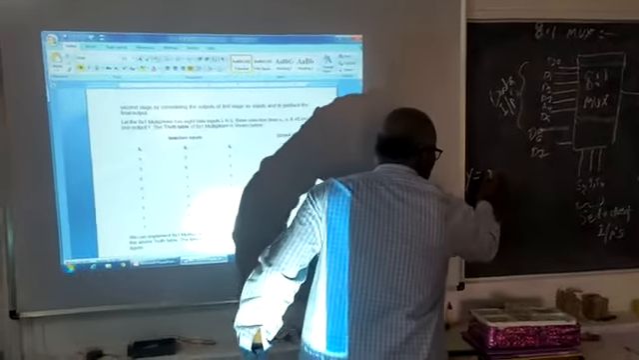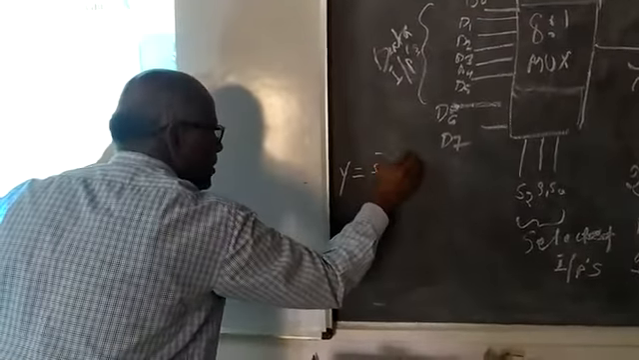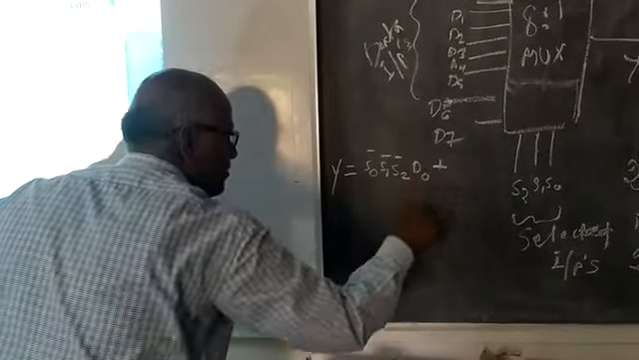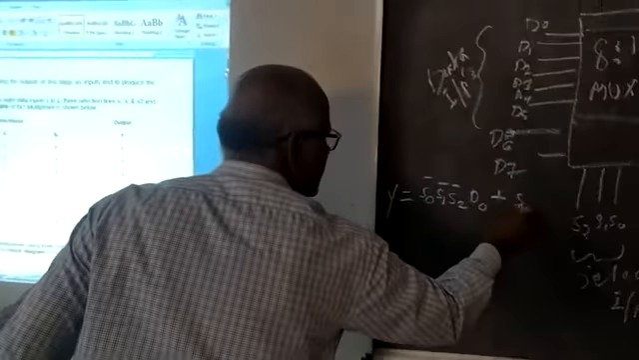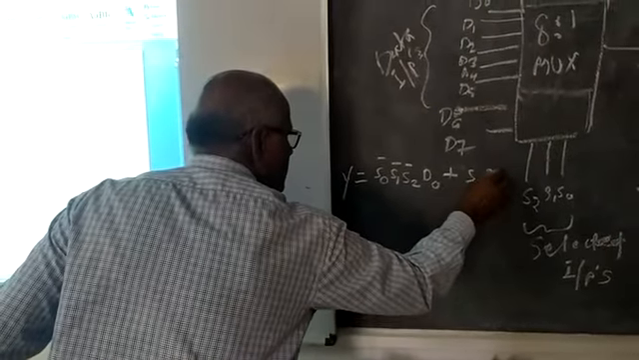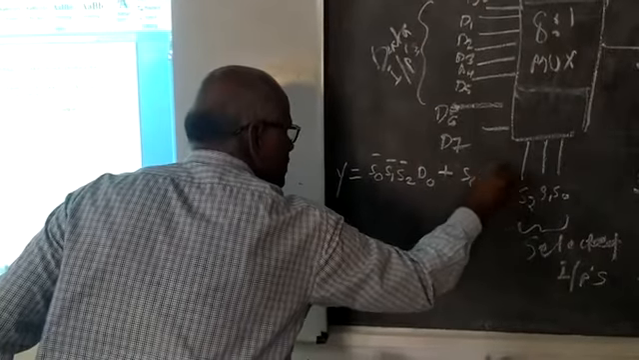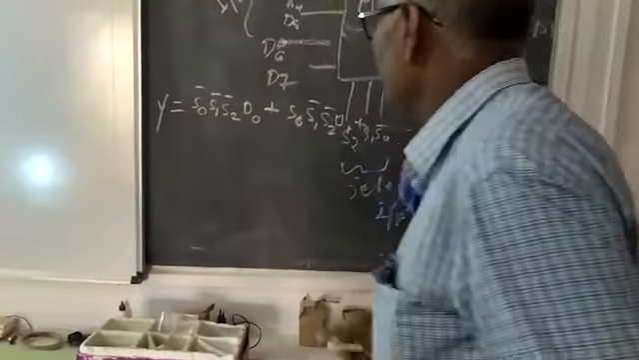Y is equal to S0 bar S1 bar S2 bar into D0 plus, again, according to the condition, S0 S1 bar S2 bar, these two bars, again D1, plus so on. We can write the equation.